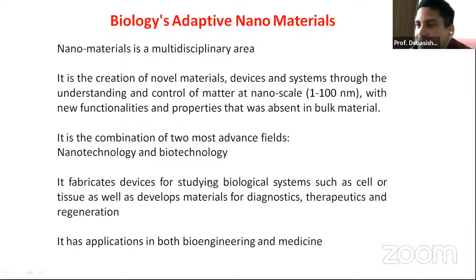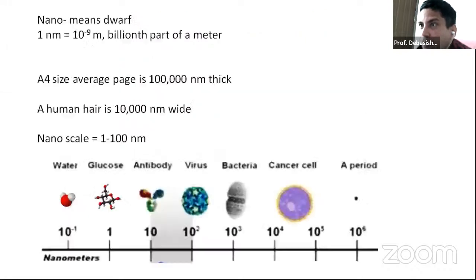So it fabricates devices for studying biological systems, maybe cells, maybe tissue, or maybe some biochemical properties, like diagnostics, therapeutics, regeneration. And this kind of material, advanced materials, they have application in bioengineering as well as medicine. Okay, so as we are talking about nanomaterials, let's make this clear for the students.